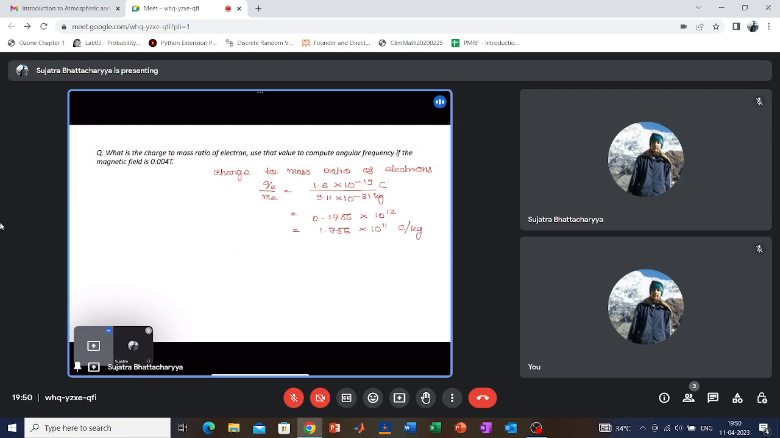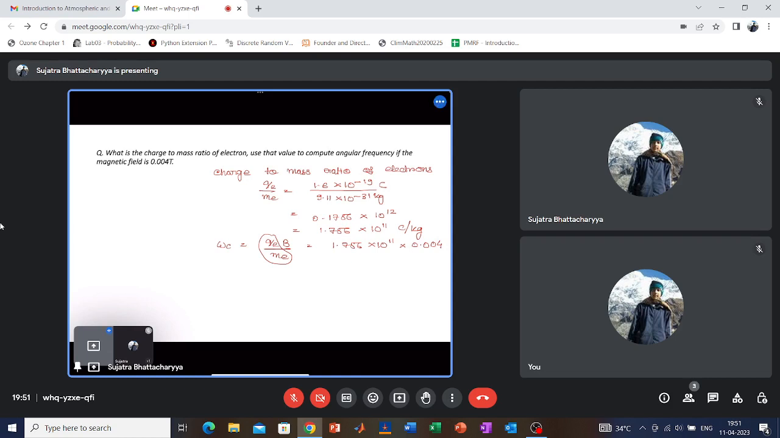Now I have to calculate the angular frequency. So omega_c again is q_e B by m_e. q_e by m_e is already there, so just put this 1.756 × 10^11 times 0.004 Tesla.